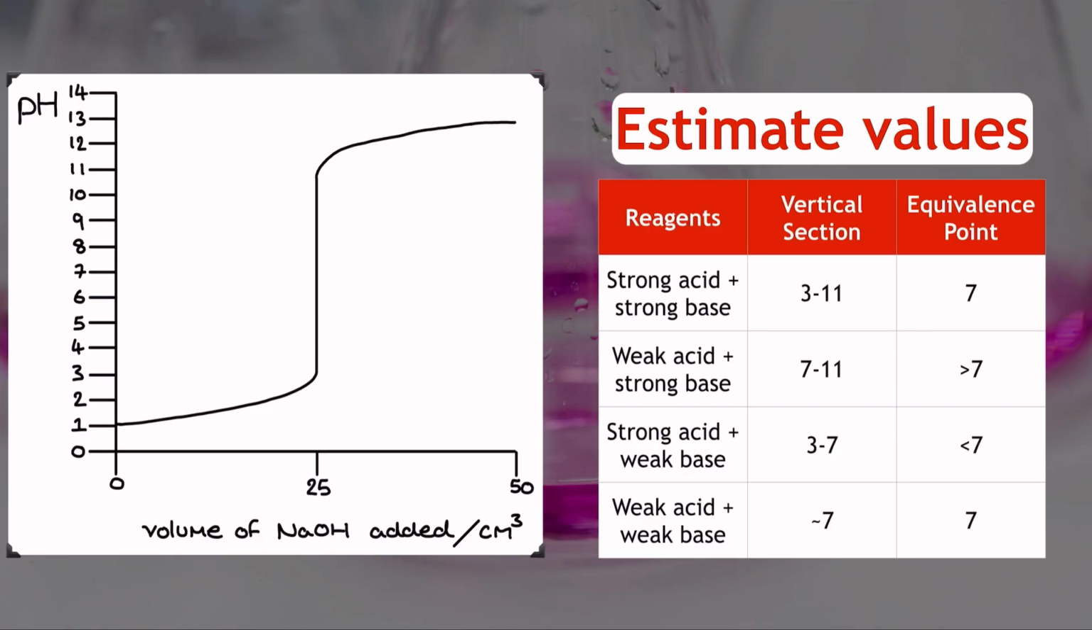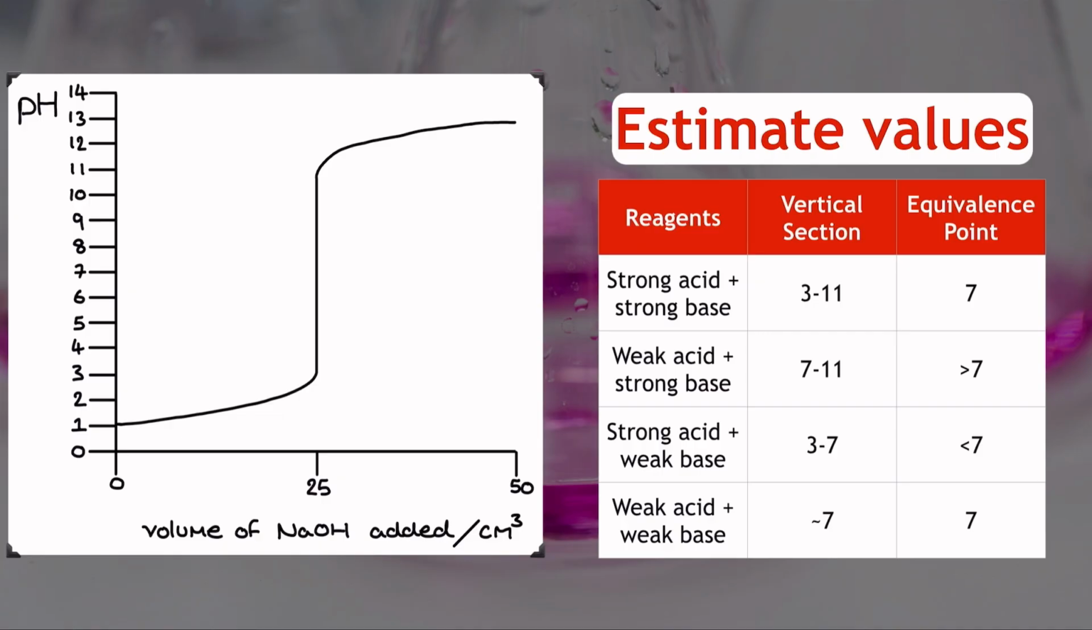Now the equivalence point here, because it can't be the 7 value anymore, because it has to be the midpoint of the vertical section, and we can see the vertical section is starting at around 7, it's got to be above 7, so it's got to be a greater than 7 value. It still needs to be at least 3 pH units as well in most mark schemes, and so that's why I go for this range of 7 to 11.